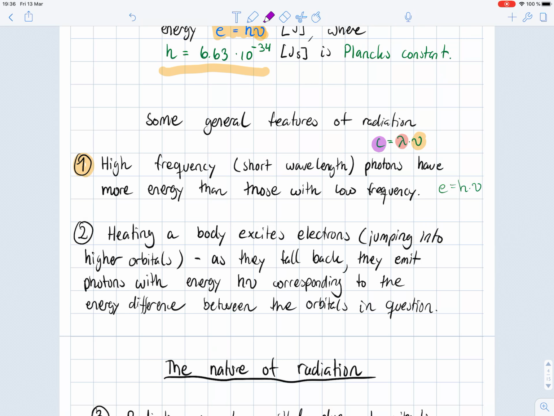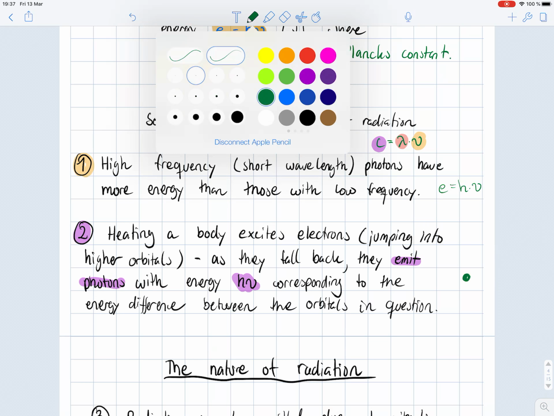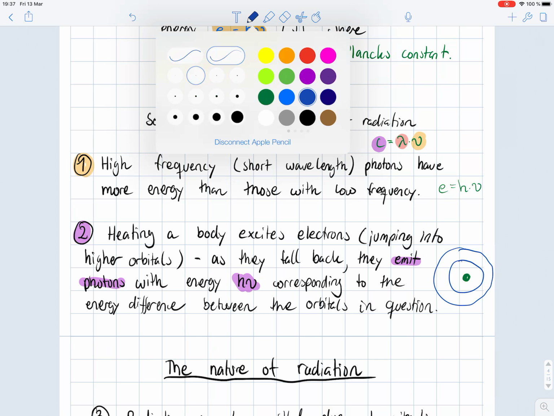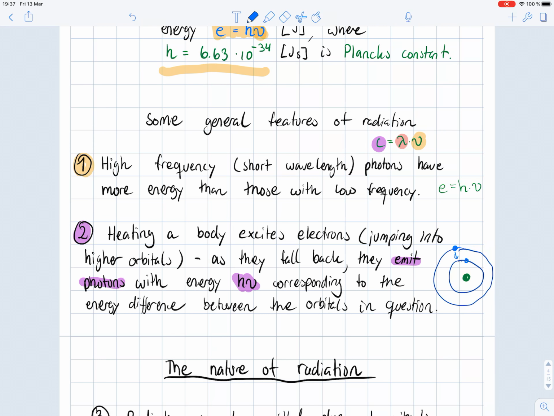The next point is that if you start heating a body, electrons will be excited. And that means that they're essentially jumping into higher orbitals. As these electrons fall back, they have to release their energy in some way, and typically this is done by emitting photons. These photons will have an energy, again, Planck's constant times the frequency, corresponding to the energy difference between the orbitals in question. So if you have the nucleus of your atom here, and you have sort of your high school orbitals, if you have an excited electron in this orbital that decides to fall back to a lower level, it will emit a photon that has energy Planck's constant times the frequency. And the energy corresponds to the energy difference in these orbitals.